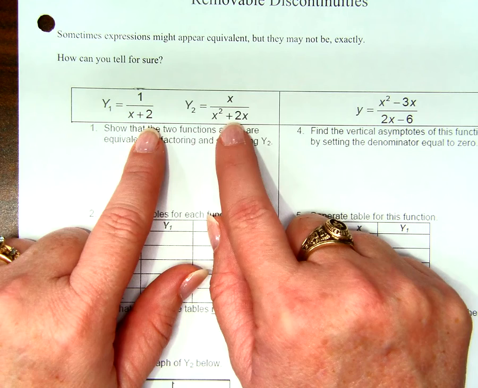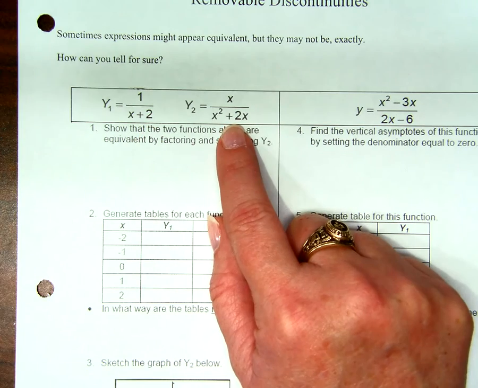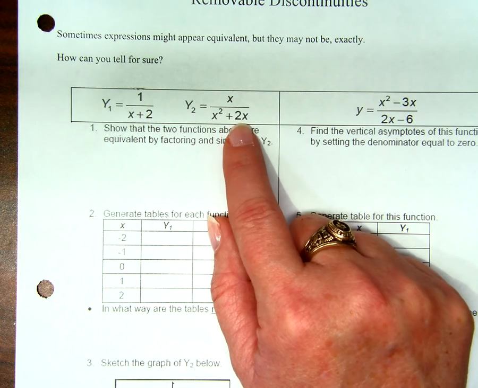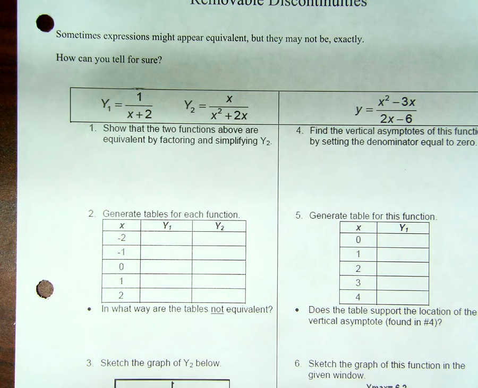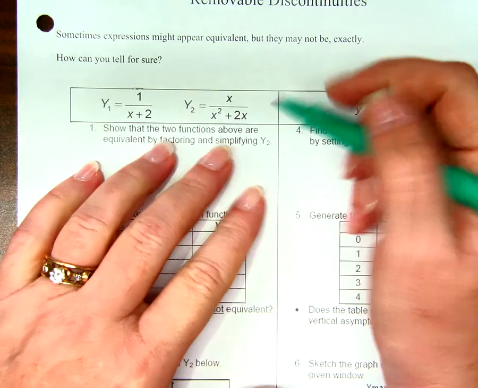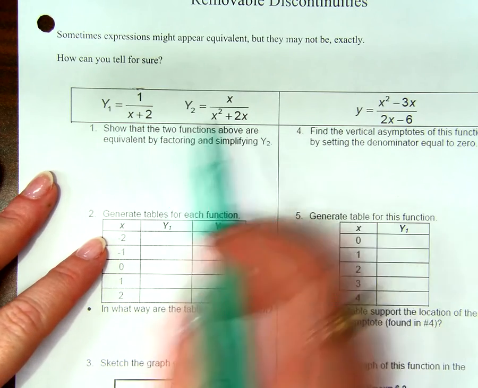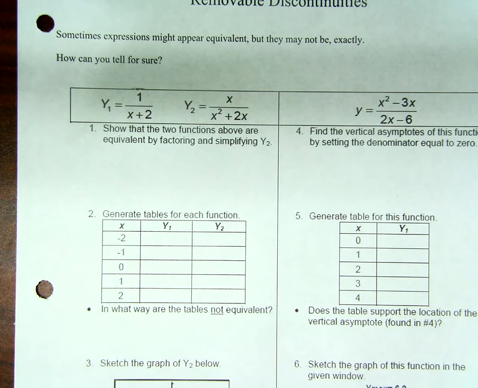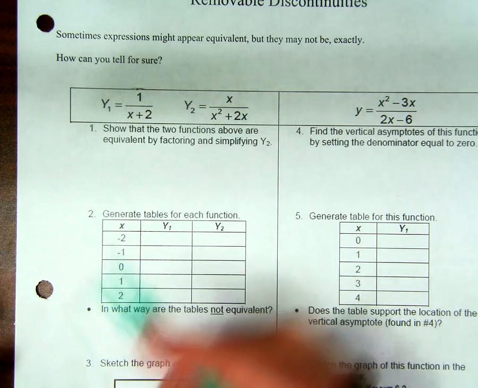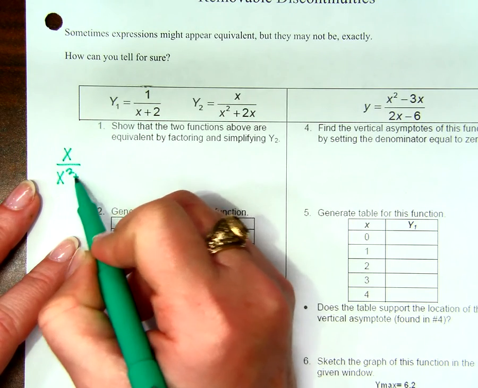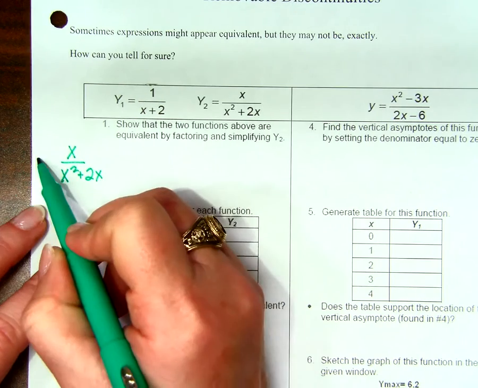Could I also simplify this fraction like you were talking about the 3/6? I could simplify it. How can I simplify a fraction with variables in it? It starts with an F and it's not the bad one. Factor. Okay, I could factor it, right? In fact, that's what it asked me to do on number 1. It says show that the two functions above are equivalent by factoring and simplifying y sub 2. So if I have x over x squared plus 2x, how would I simplify that?